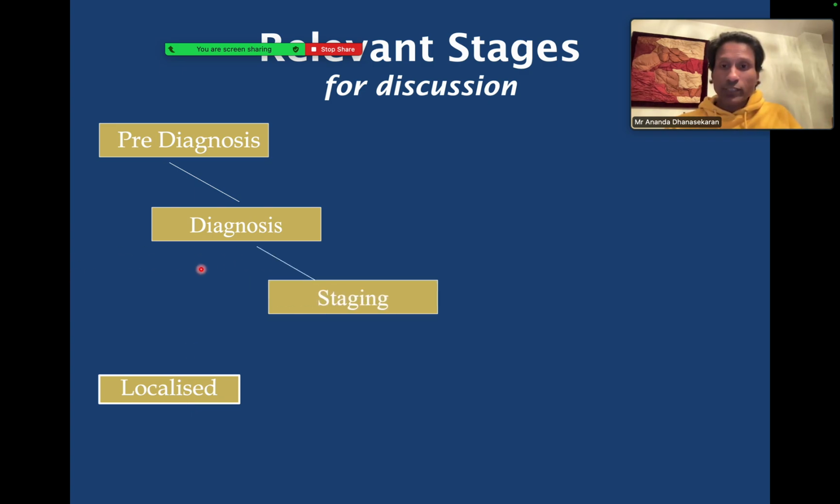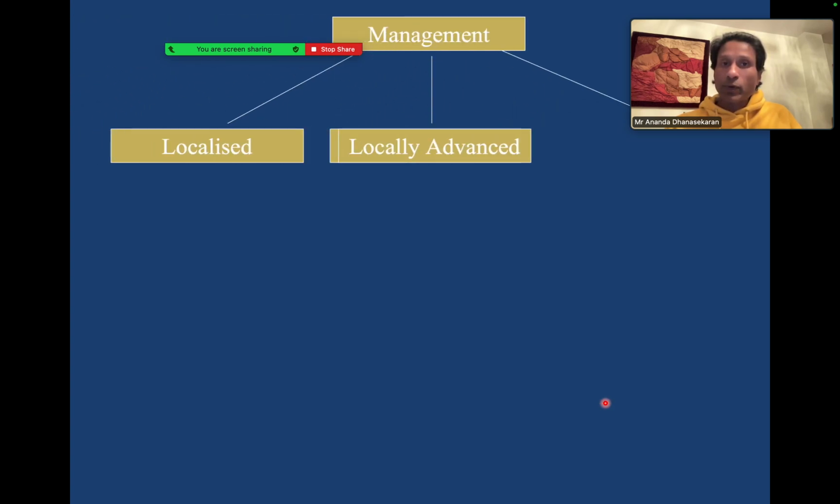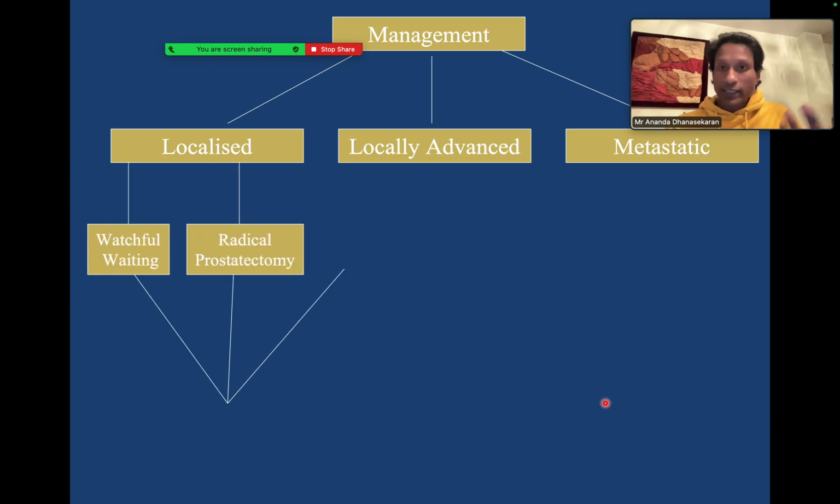And during the diagnosis, our aim is to make sure that we diagnose and stage the disease. If the patient has localized symptoms, it may be a localized cancer, or it could be locally advanced cancer. As I said, the prostate cancer can spread to the local organs like seminal vesicles or pubic bone, or it could be a metastatic disease if it spreads to the bones and lymph nodes. Management again depends upon whether it's localized or advanced cancer or metastatic cancer.